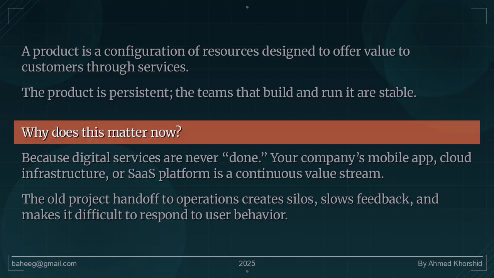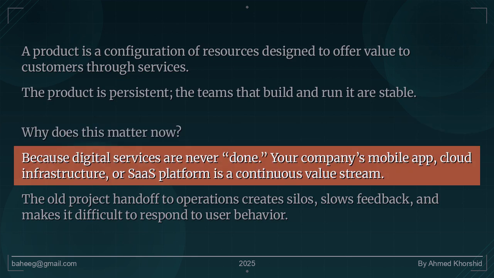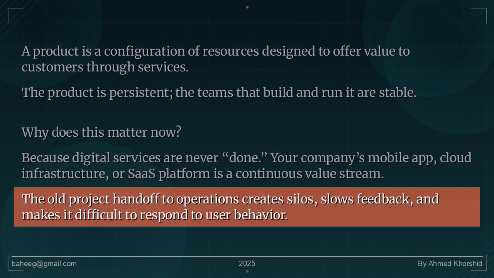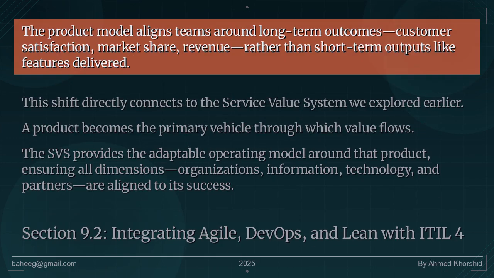Why does this matter now? Because digital services are never done. Your company's mobile app, cloud infrastructure, or SaaS platform is a continuous value stream. The old project handoff to operations creates silos, slows feedback, and makes it difficult to respond to user behavior. The product model aligns teams around long-term outcomes, customer satisfaction, market share, revenue, rather than short-term outputs like features delivered.